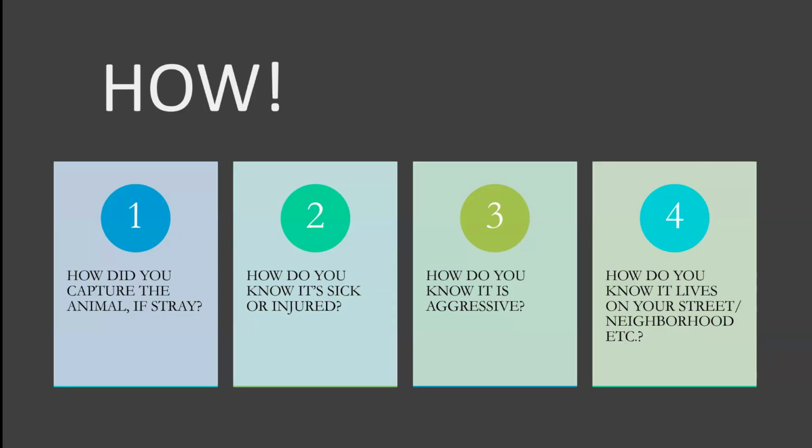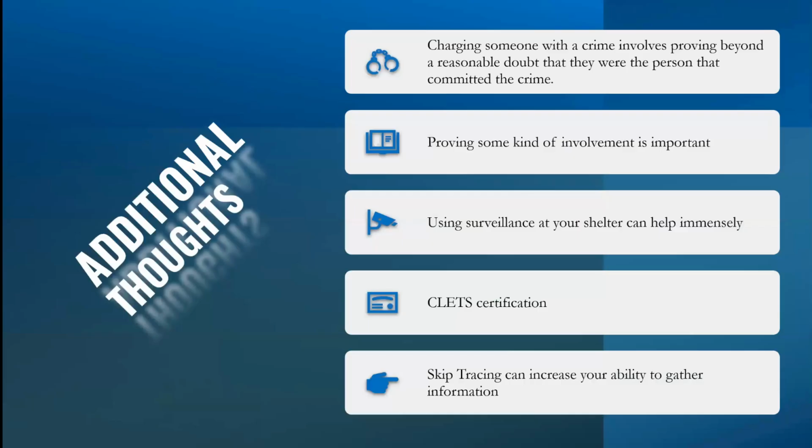How do you know it's sick or injured? Tell us exactly what it is that you're seeing. How do you know it's aggressive? Explain the behavior. Is it forward? Did you see its teeth? Did it lunge? What were you doing at that time? And then how do you know it lives on your street or in your neighborhood?